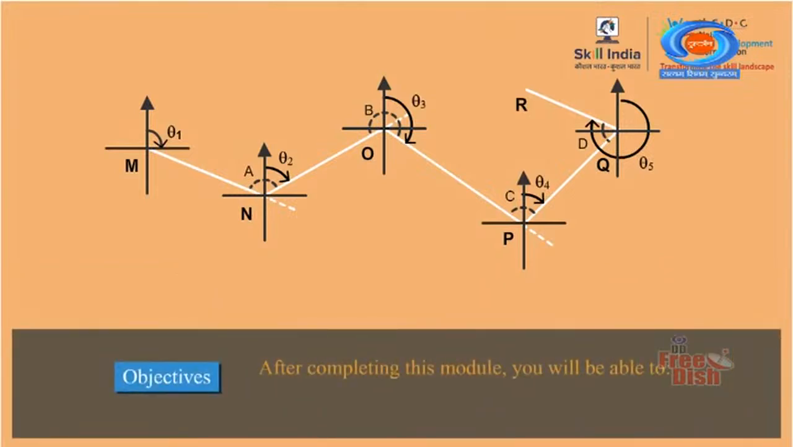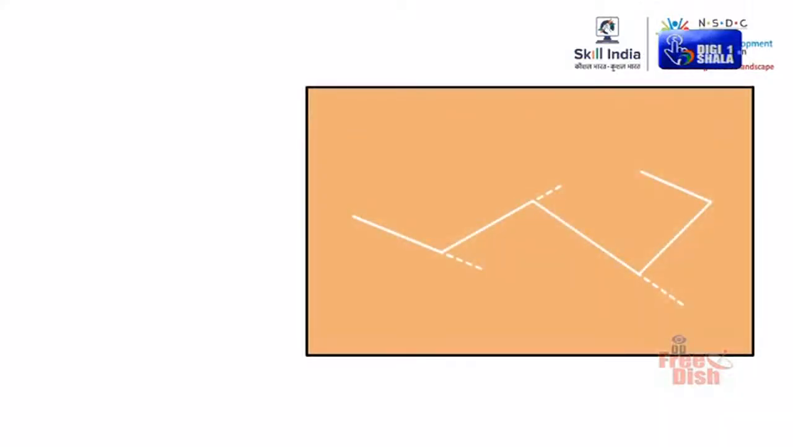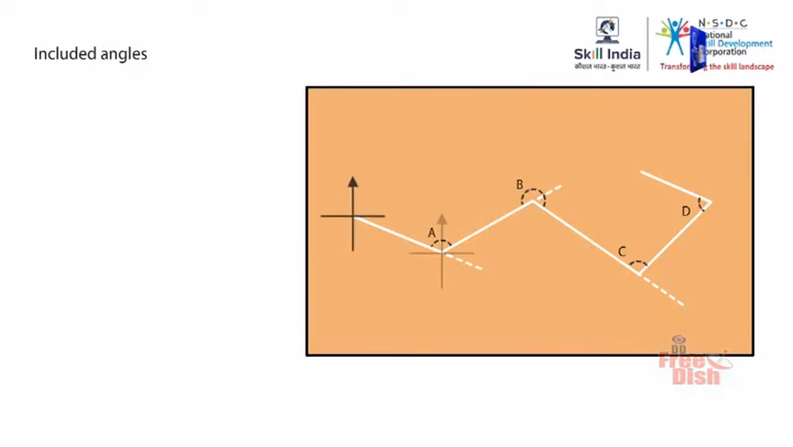After completing this module, you will be able to compute bearings from included angles. Let us begin by taking a closer look at the map. A, B, C and D are the included angles which have been measured clockwise from the respective backstations. Theta1 is the measured bearing of the survey line MN.